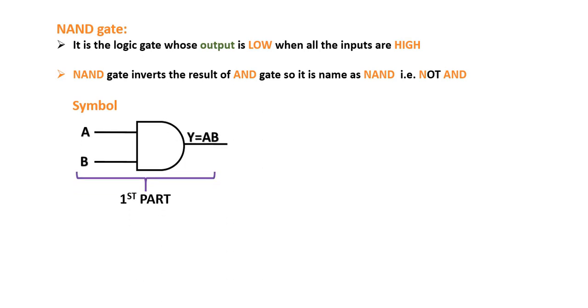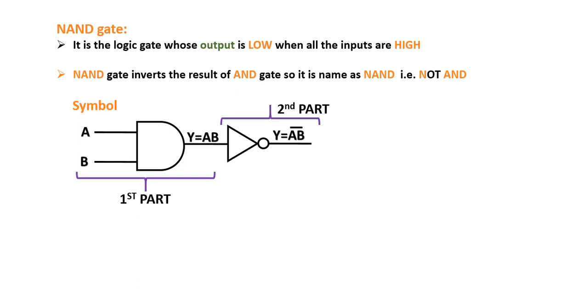This first part represents the AND gate. Here A and B represent the inputs of the AND gate, and Y is equal to AB represents the output of the AND gate. As you can see from the definition of the NAND gate, it inverts the result of the AND gate, so the output of the AND gate must be inverted. To invert the result, we use another gate, that is an inverter, also called a NOT gate. So the second part of our NAND gate will be the NOT gate. Here you can see the output of the AND gate is connected to the input of the NOT gate, which inverts the result of the AND gate.